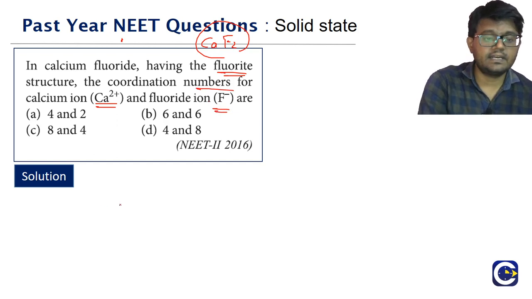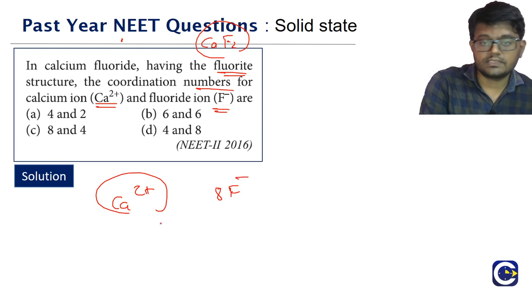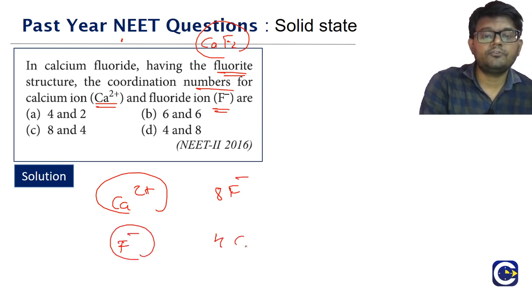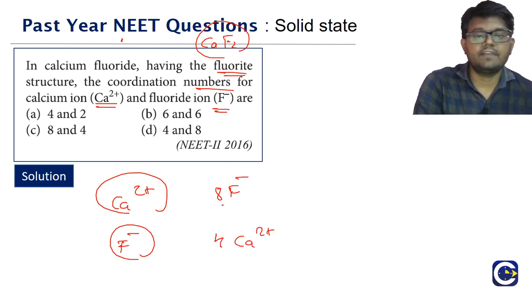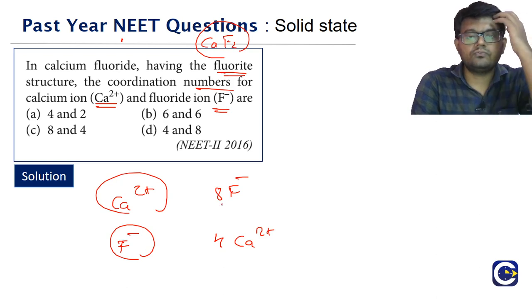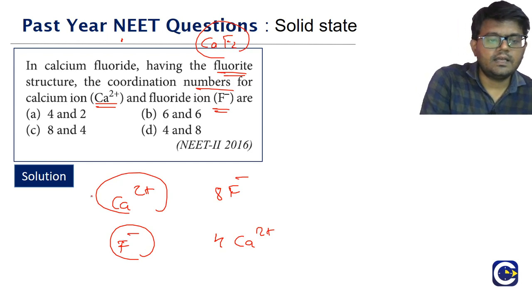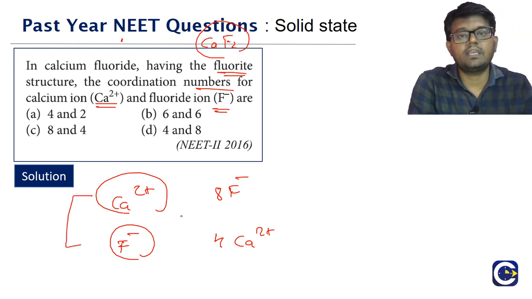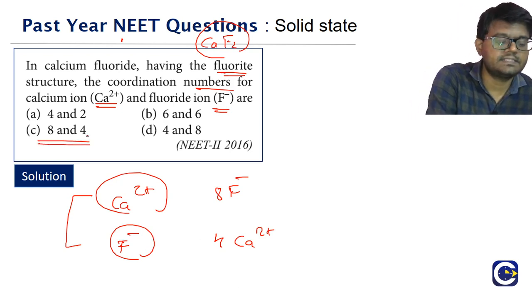In a fluorite structure, each Ca2+ is surrounded by 8 fluoride ions, and each F minus ion is surrounded by 4 Ca2+ ions, because of the charge balance ratio. For every 1 calcium, we have 2 fluorines overall in the composition. The coordination number for every calcium 2 plus is 8 fluoride ions, and every F minus ion is surrounded by 4 Ca2+ ions. So what will be the correct answer, guys?